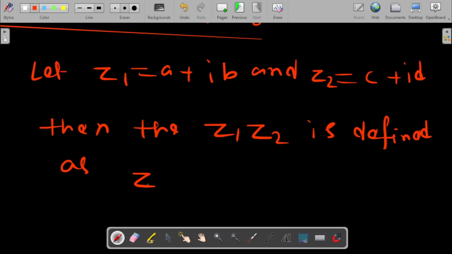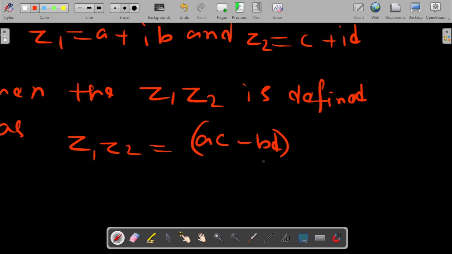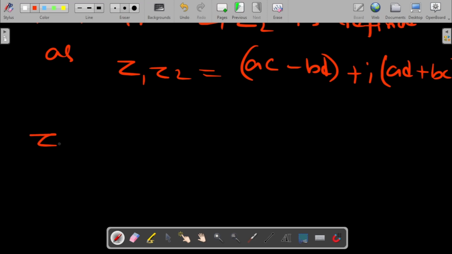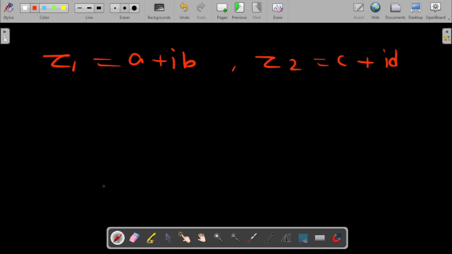Z1 Z2 equals AC minus BD plus i(AD plus BC). Okay, let's see how it comes. So here Z1 is A plus iB and Z2 is C plus iD. We want to find the product of Z1 and Z2. So Z1 multiplied with Z2, this equals what?